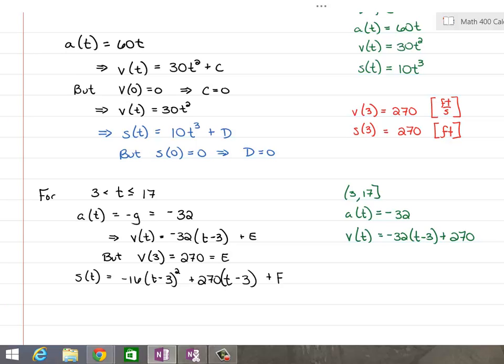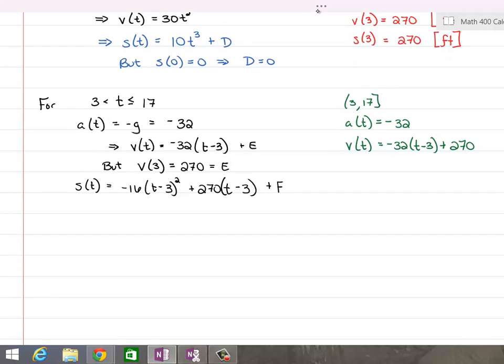And again, we happen to know from our conditions that the position at time 3 should be 270 feet. So when I plug in 3 to the position function, it should pop out a 270. If you plug in 3 into this position function, you'll see the first term disappears, the second term disappears, and we'll just return f. So this tells me that our position function for all of time is going to be negative 16(t minus 3) squared plus 270 times (t minus 3), and then plus 270.